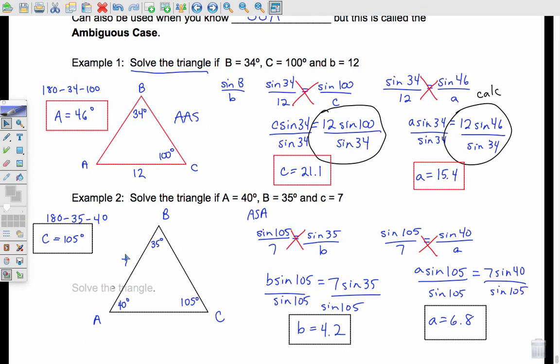And you can also look back and make sure our answers make sense. So C is the biggest angle. It should be across the biggest side, which it is. There's side 7. And the smallest angle is across the smallest side.